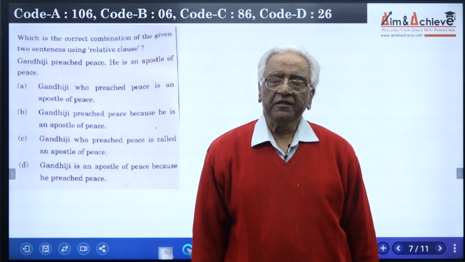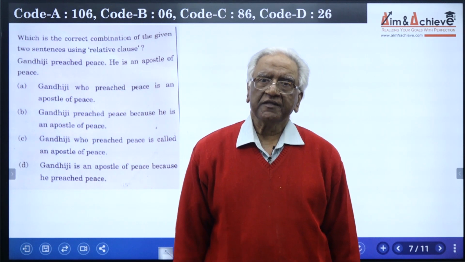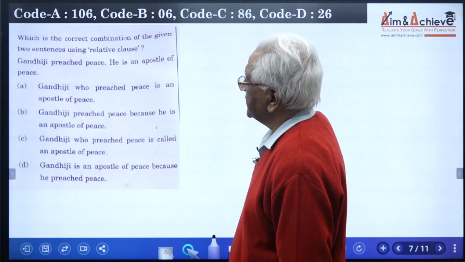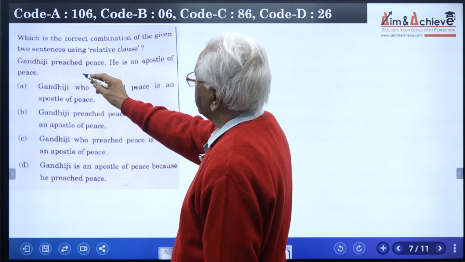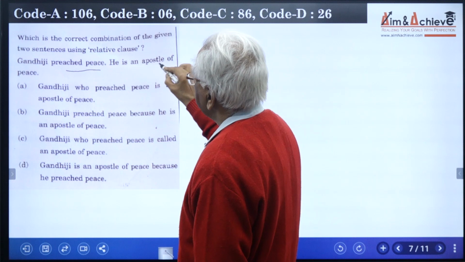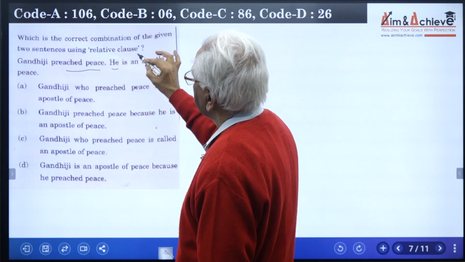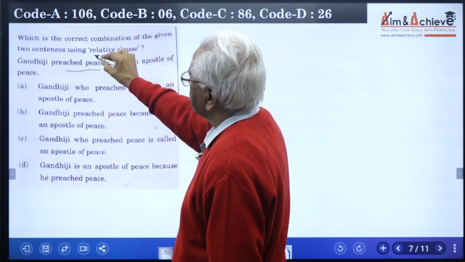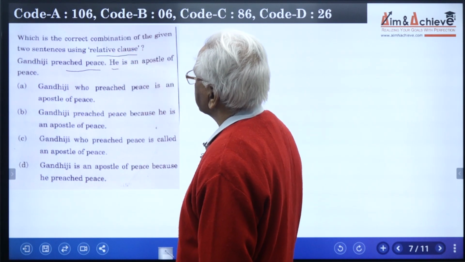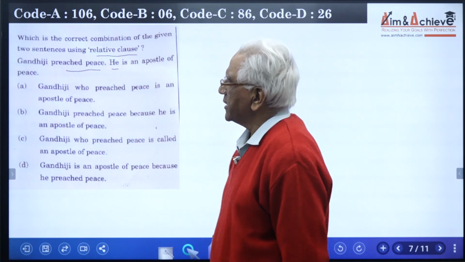Now let us move to the next question related to the combination of sentences or the transformation of sentences. The sentence is Gandhiji preached peace. What did he preach? He preached peace. He is an apostle. He refers to Gandhi, is an apostle of peace. Thus directions are that we have to use a relative clause. Relative clause is something which talks of the preceding noun.